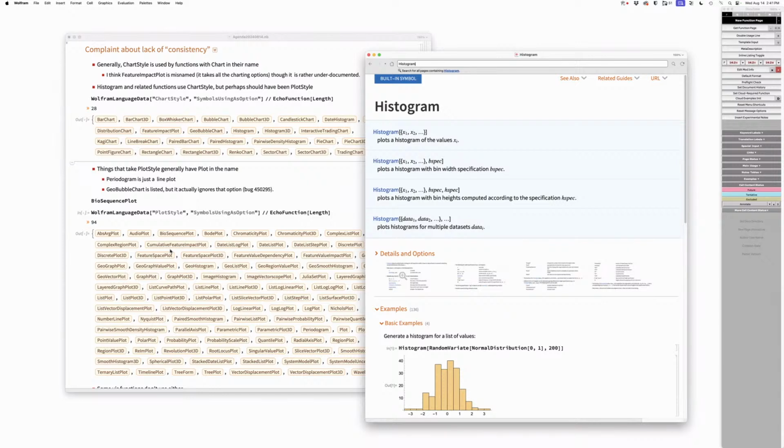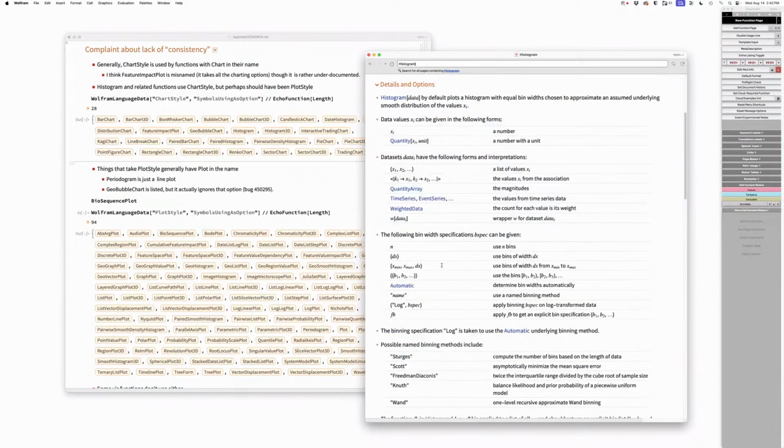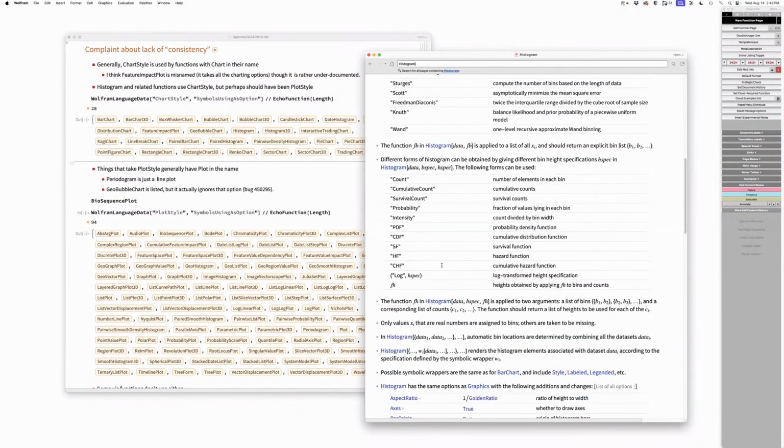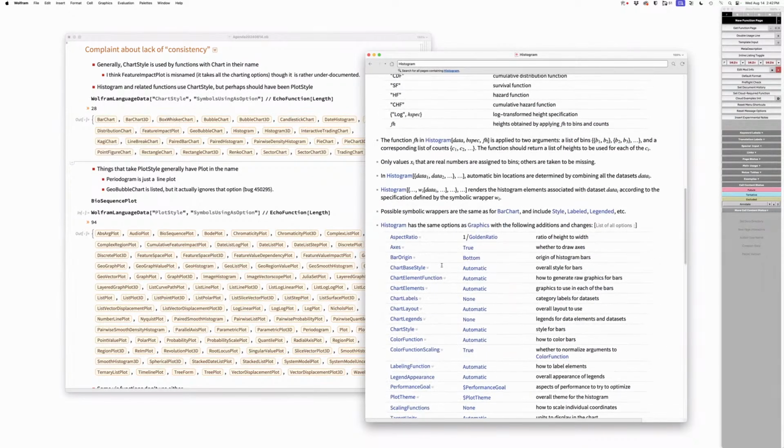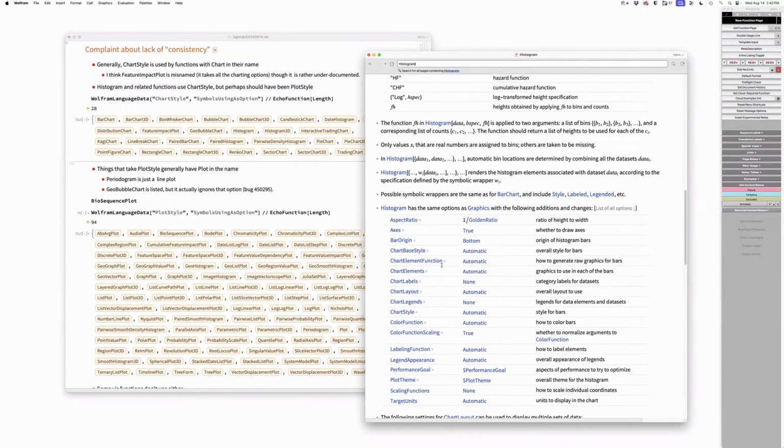Okay, so is there anything that doesn't? Okay, what things do not have chart in their name? Because I admit I'm less concerned about chart style for things with chart in their name. I think it's just the histogram family. Well, okay, and feature impact plots, it looks like, which I'm not so sure. No, what is chart labels? See, this is where it's just going to fall off the page.